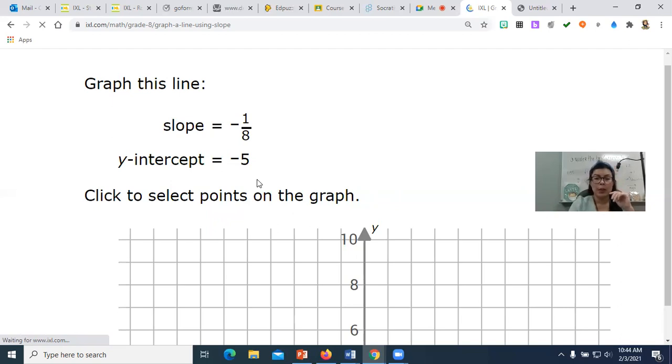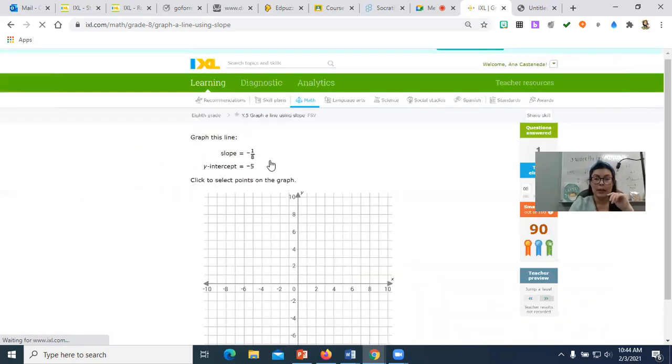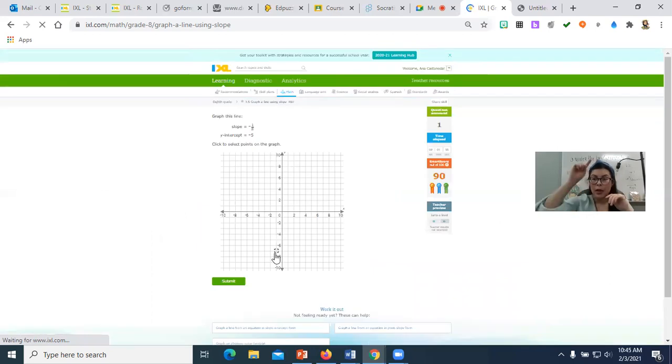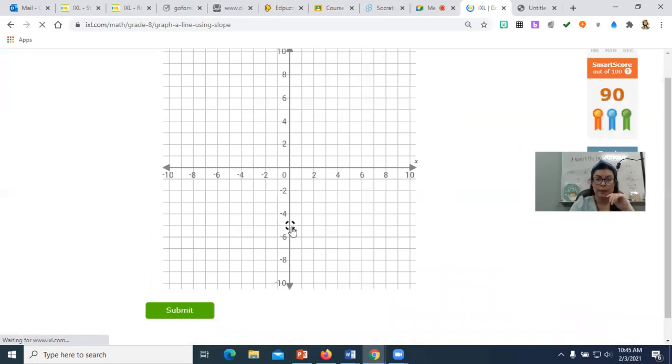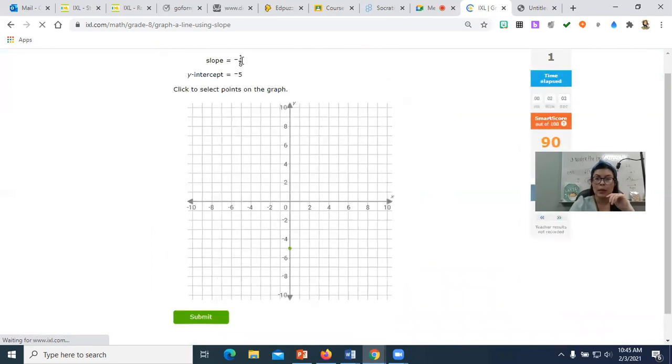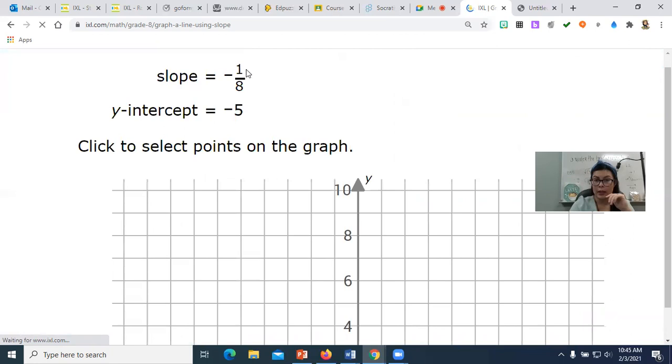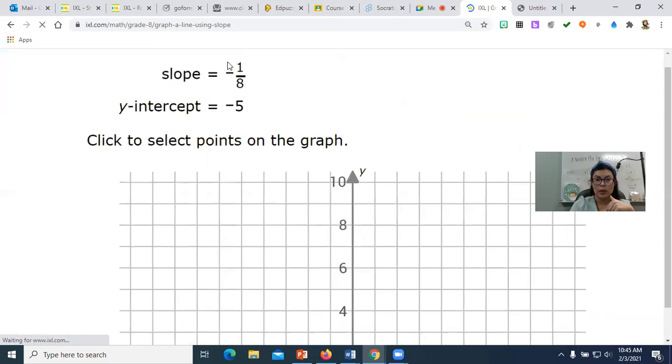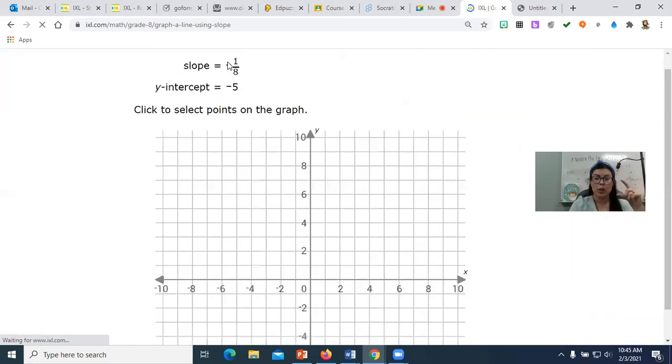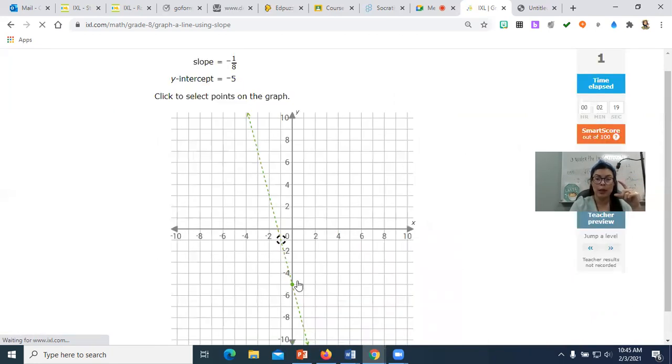Okay, so here's my y-axis. That means it's this line that has the numbers, and there's a y at the top. So I'm going to put the point at -5. And so my slope, it tells me it's -1 over 8. It tells me right there. So if it's negative, which way do I go? Up or down? I go down. How many do I go down? It's the top number, which is 1. So I go down from that point, from the y-intercept, down 1.